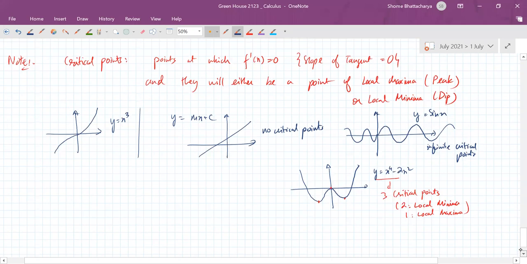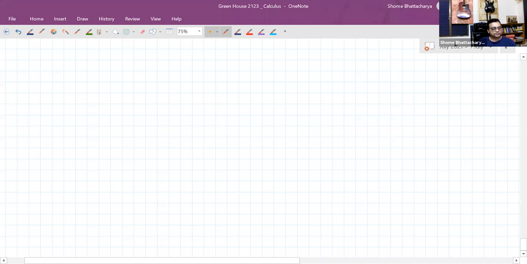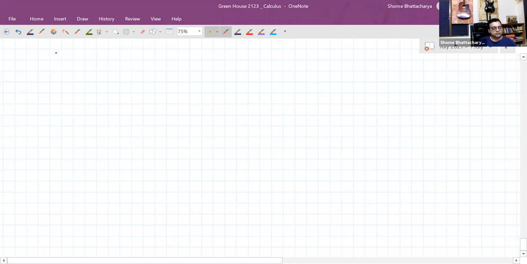Okay, so now let's understand the difference between the point at which the function has local maxima and the point at which it has minima. Obviously, the slope is zero at both the points. So let's understand about the second derivative, d2y by dx square. In short form, we also write this as f double prime x.